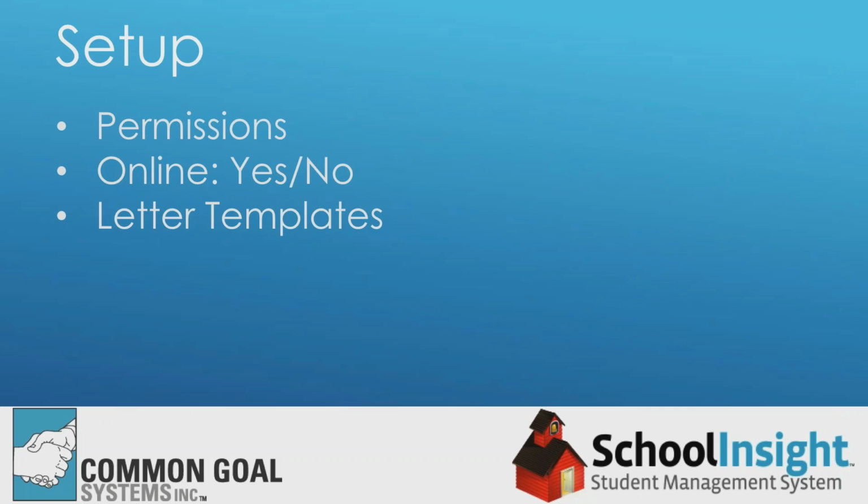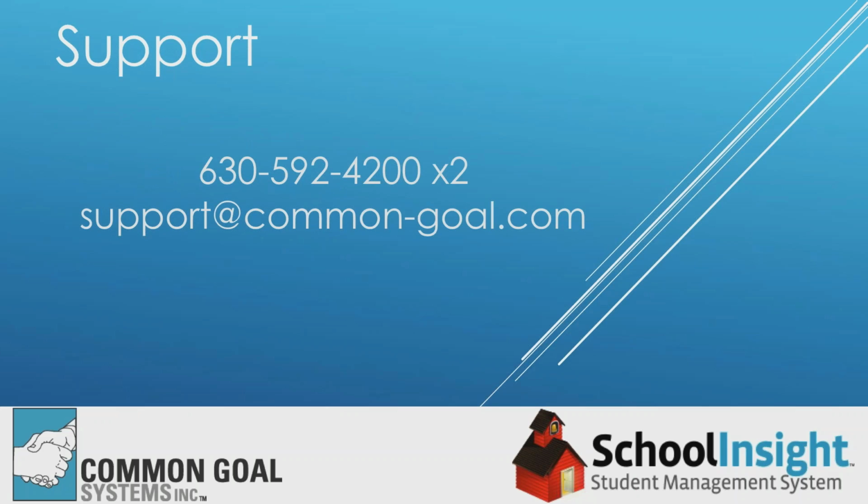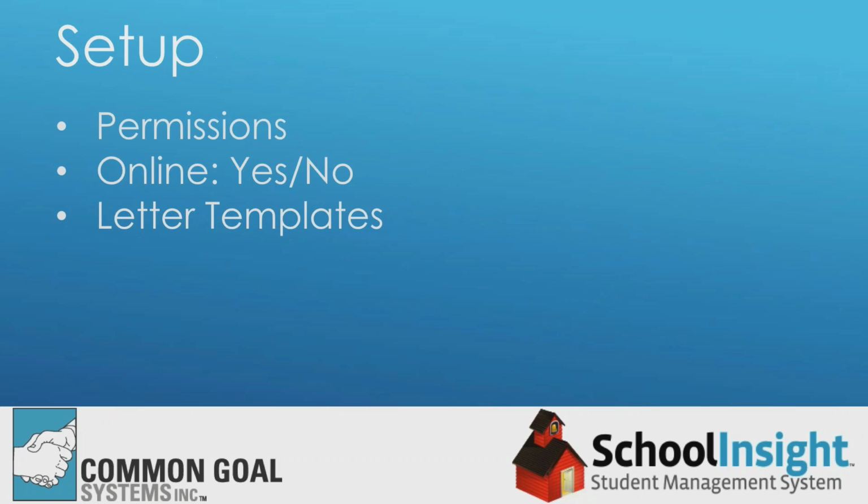Setting it up, there's three steps. First, you've got to set up the permissions and determine who is going to actually be handling free and reduced lunch applications, and that's a little different depending on the size of your district. You have to determine whether or not you're going to allow parents to fill out free and reduced lunch applications online, and then you need to do some editing to the letter templates that are preloaded into the system. All right, so with that, we'll go ahead and transition to the site itself.